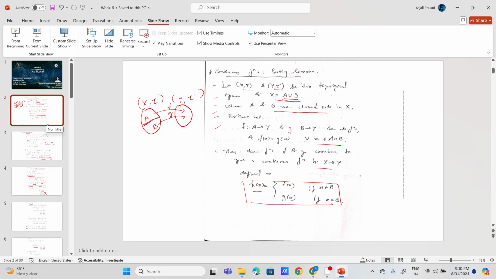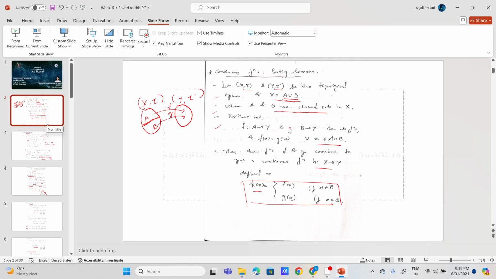Discrete topology is not connected. How will you prove that? If you take A, a subset of X, and its complement, then both are open, the intersection is empty, and the union is X. So it forms a separation for X. Hence it is not connected.